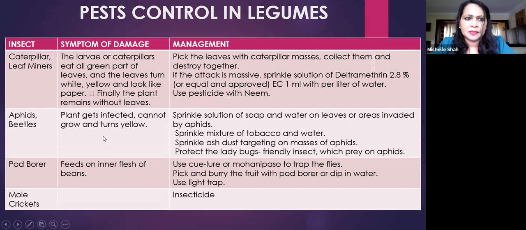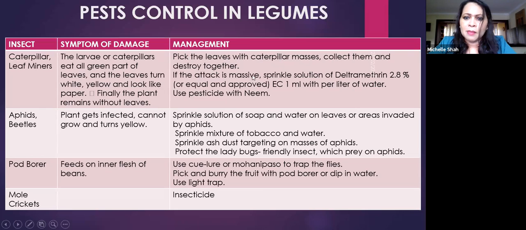With the caterpillar, the symptoms include the green part of the leaves turning white, yellow, or looking like paper due to the caterpillars eating the green part of the leaf. And then finally, the plant would remain without any leaves. This is managed by collecting the parts of the plant which are affected by the caterpillars and destroying them.